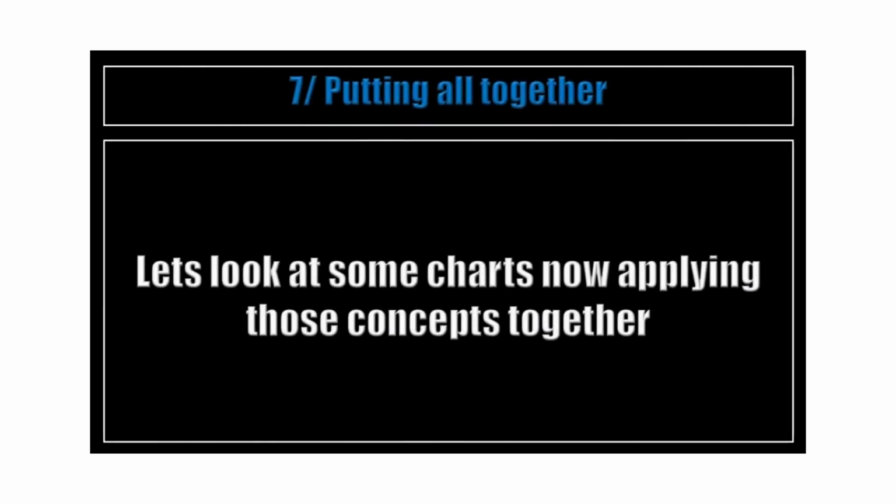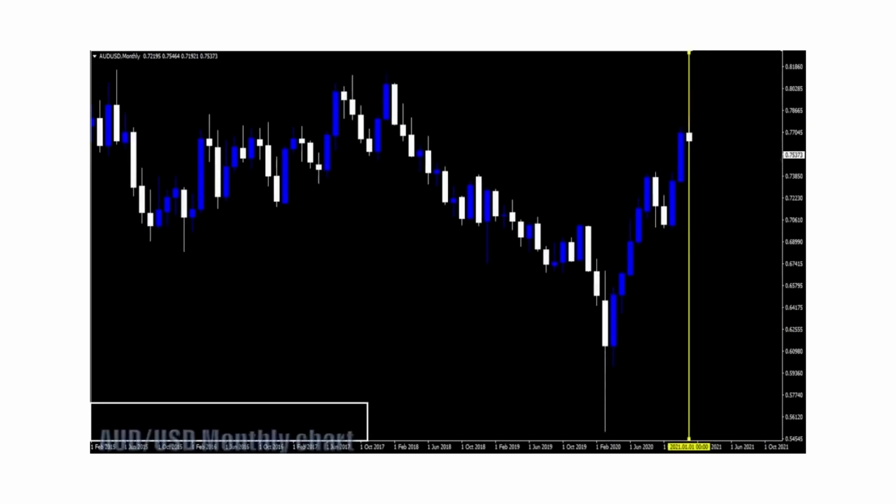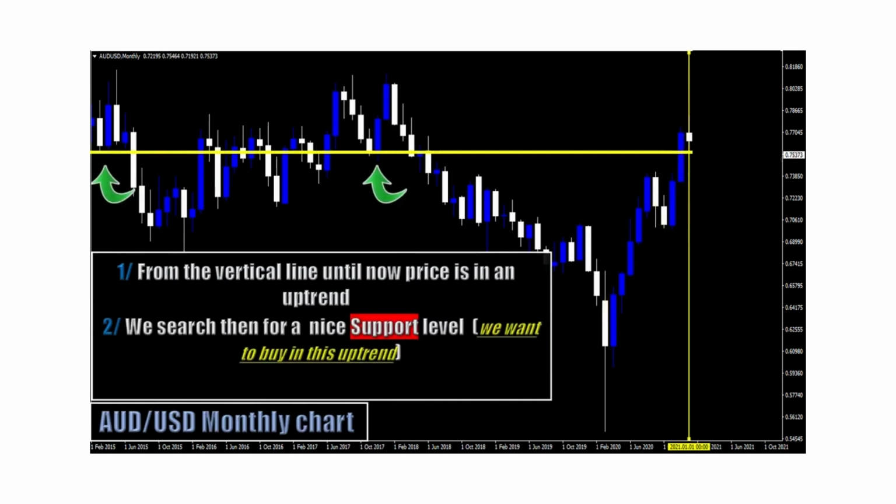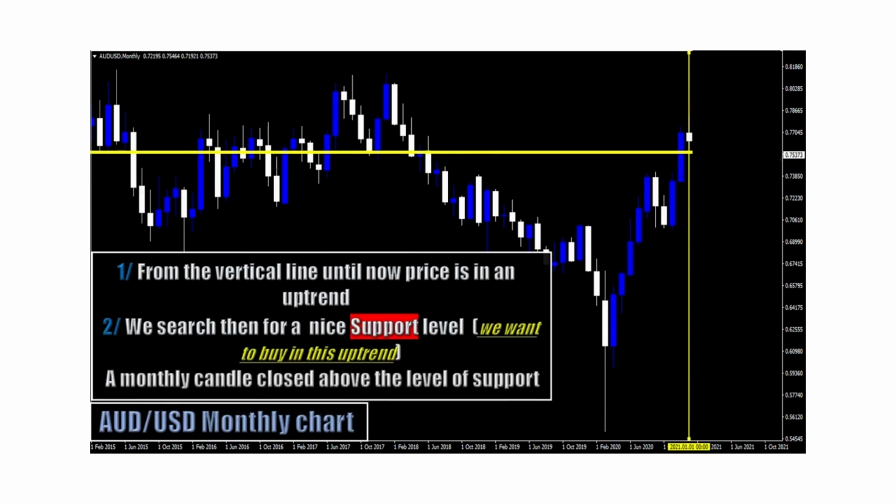Seven, putting it all together. Let's look at some charts now applying those concepts together. First, from the vertical line until now, price is in an uptrend. Second, we search for a nice support level because we are in an uptrend and we want to buy. Then, a monthly candle closed clearly above the level of support.